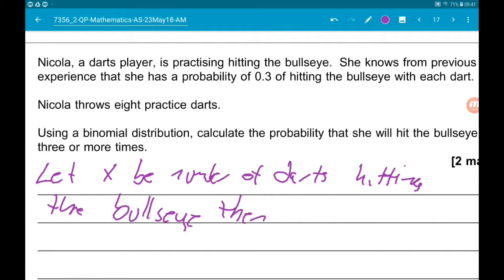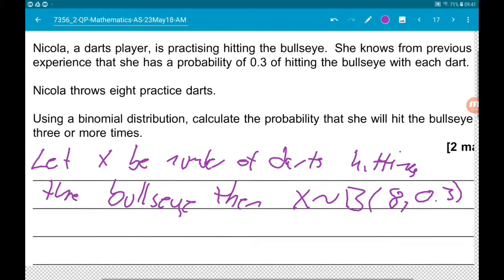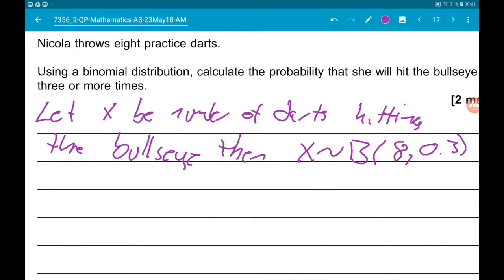and then x has a binomial distribution. Now it's n, so here that's the number of darts she's going to throw, so 8, and then the probability, so here 0.3. Right, so we want the probability that x is greater than or equal to 3.